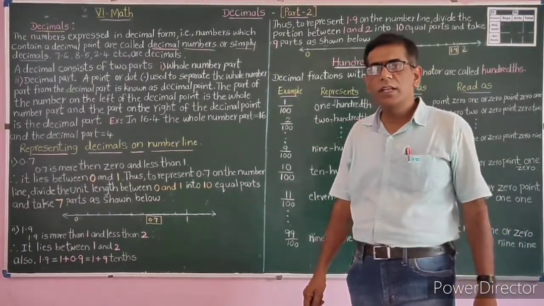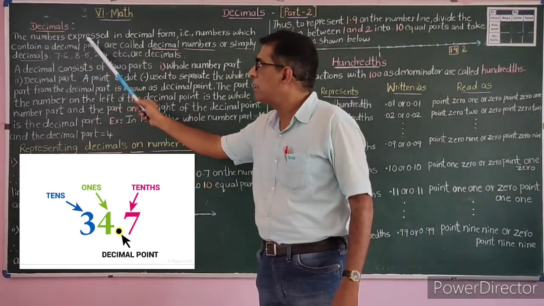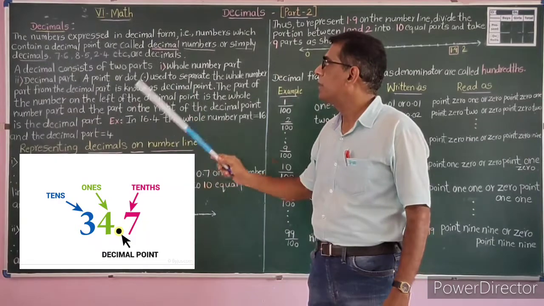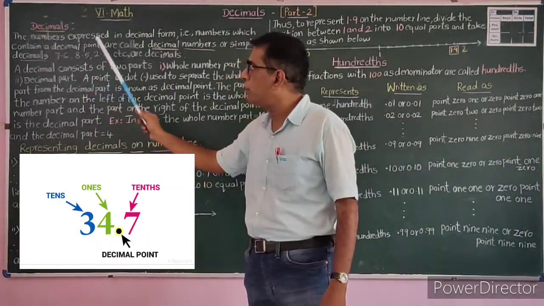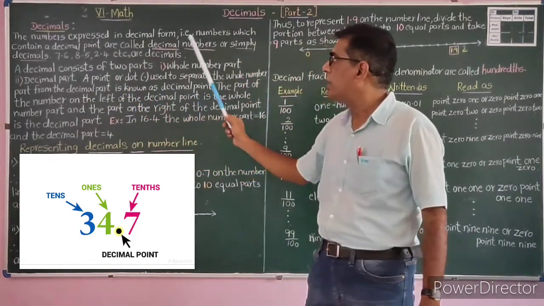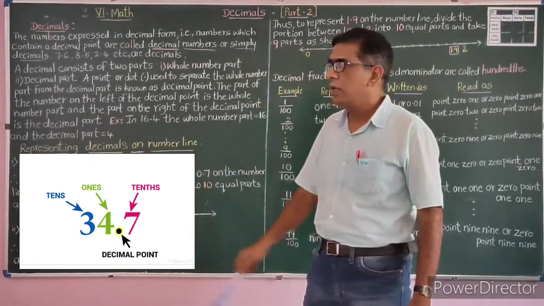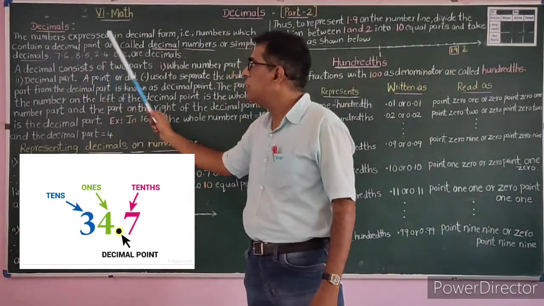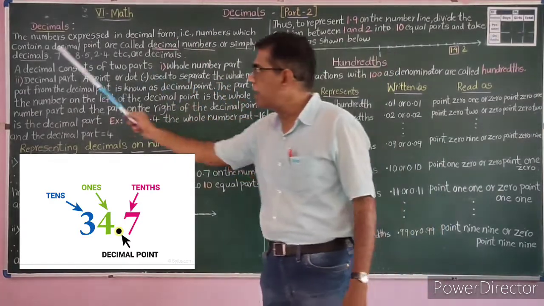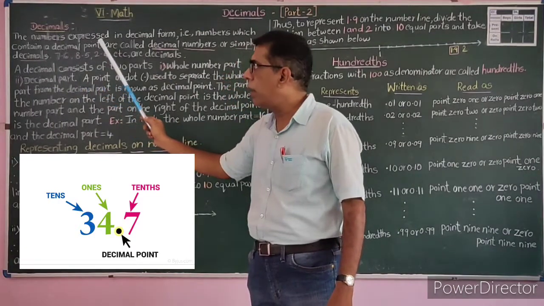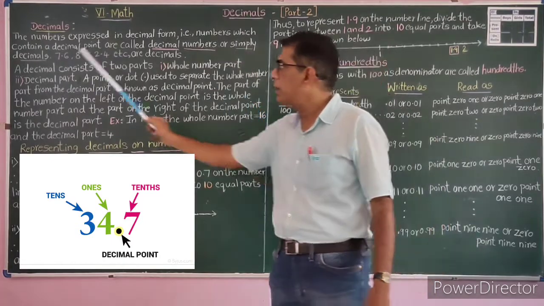Decimals. What is a decimal? The numbers expressed in decimal form, that is, numbers which contain a decimal point, are called decimal numbers or simply decimals.